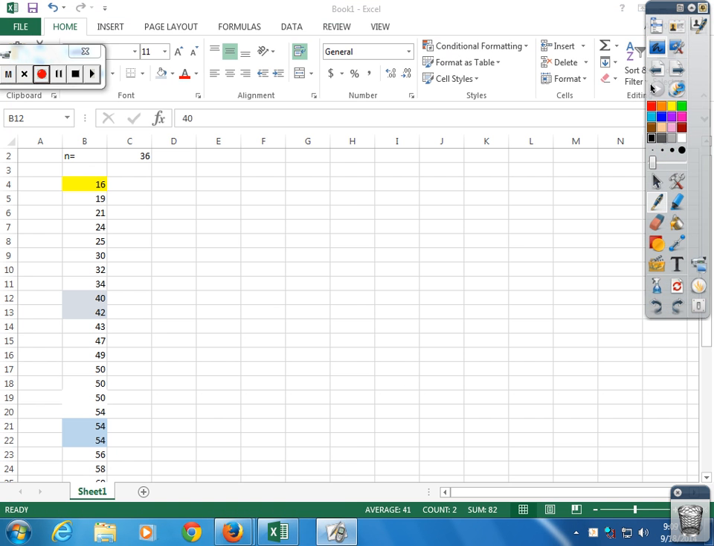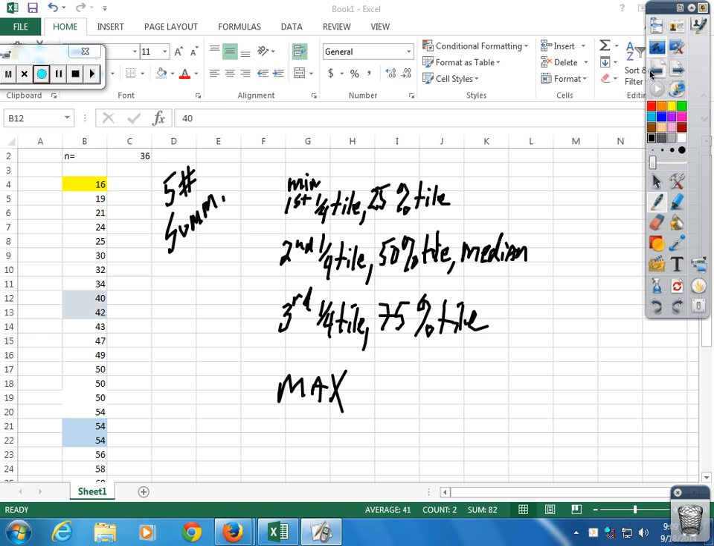Now, back to the problem. We got to find these three. Well, the min is 16. So let's go ahead and write down the min of 16.